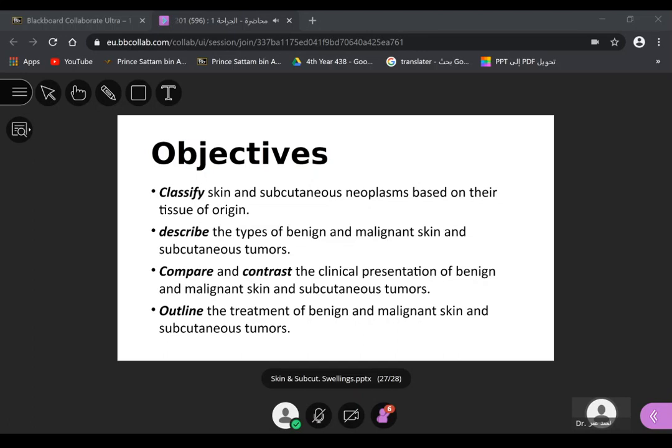Okay, these are what I displayed at the beginning of the lecture. And now, if you have any questions regarding benign or malignant skin lesions, please do point to me or directly pose your question, please.